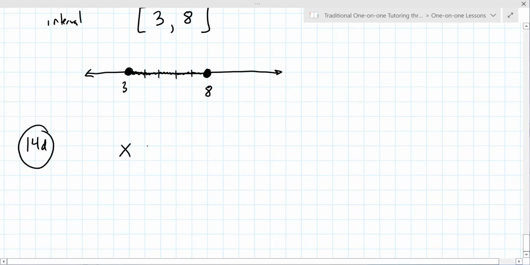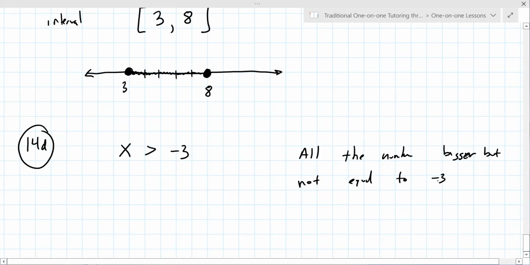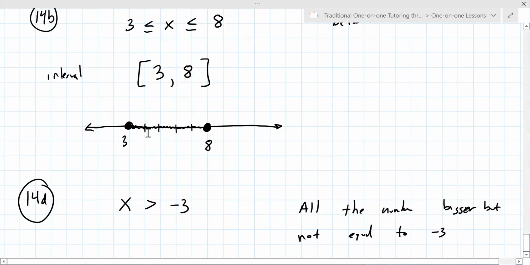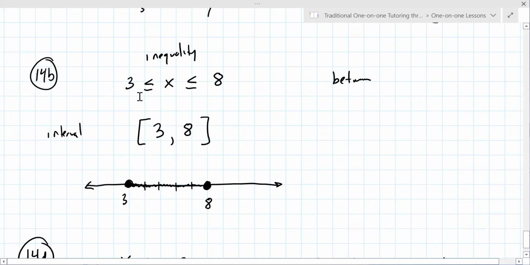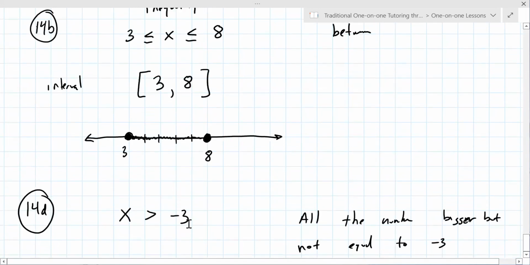So this says X greater than -3. In words, this means all the numbers bigger but not equal to -3. So everything bigger than -3. Okay, which is -2, -1, 0, and so on, but it goes forever to the right. So this time it's a little bit harder to figure out the interval, because in the previous ones you had two numbers. Here you only have one number.